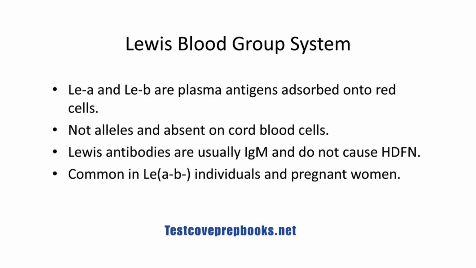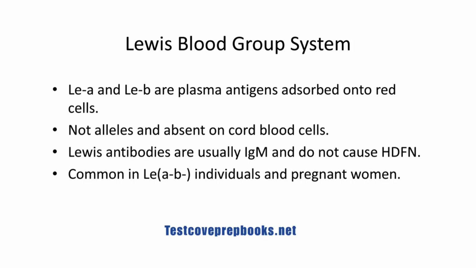The Lewis blood group system. The Lewis antigens, specifically Lewis A and Lewis B, are plasma antigens that adsorb onto red blood cells rather than being produced directly by them. Importantly, Lewis A and Lewis B are not alleles, meaning they do not represent alternate forms of the same gene. Lewis antigens are not present on cord blood cells, which has significant implications for pregnancy and neonatal care.